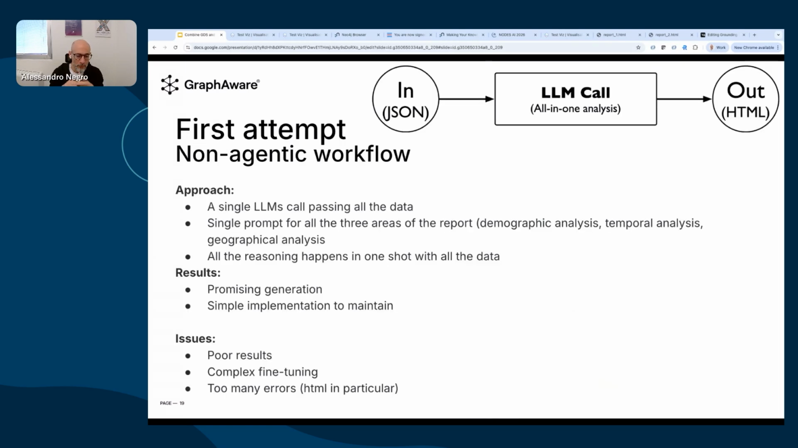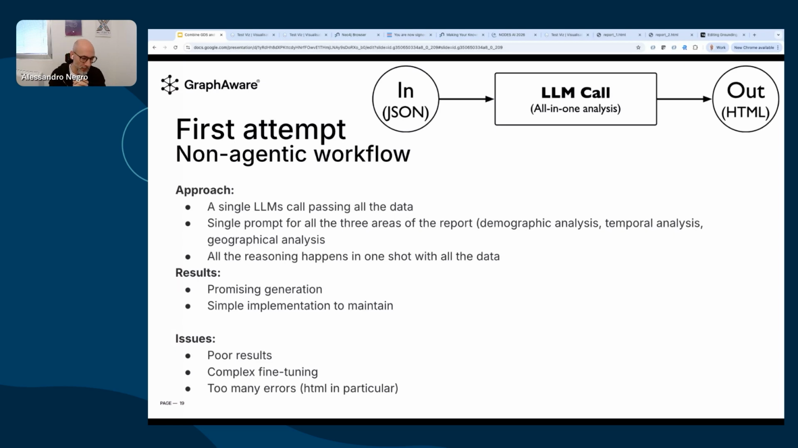So our first attempt was to take the JSON, to instruct an LLM model with a single prompt together with the data, with a JSON, and then we get the HTML. Of course, in this case, we have a single prompt that will cover the three areas of the report that we want: one for demographic, for temporal, and geographical, but the LLM was a single one. And all the reasoning happens in one shot with all the data included in this process.